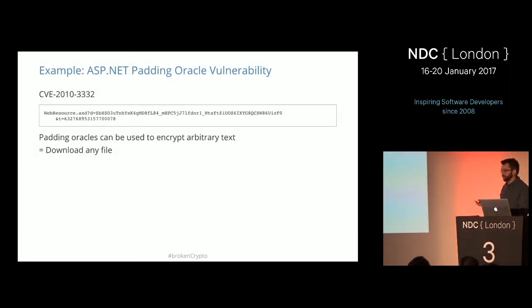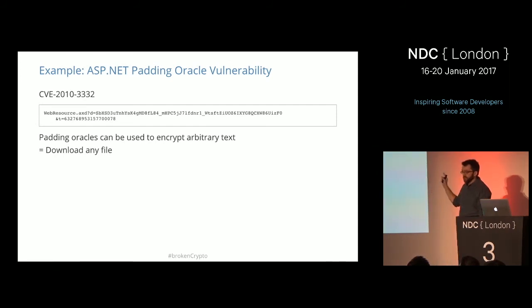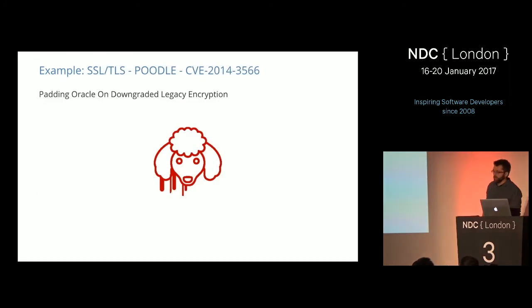Well, there has been bugs around this. Like in 2010, there was this problem with the way that Ajax and JavaScript files were downloaded using ASP.NET. The thing is, you can actually use a padding oracle also to encrypt messages. So you could change this to be the file that you wanted, for instance, web.config, and you could download that by using this error. And there's been a lot of them in TLS or SSL as well.